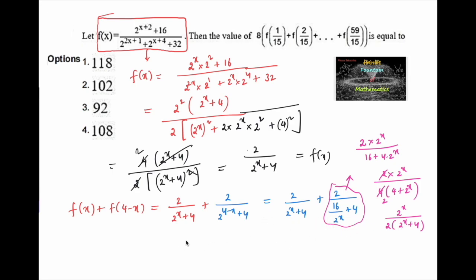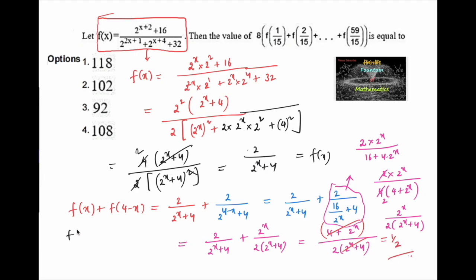So let us add both. We get 2 divided by 2 power x plus 4, plus 2 power x divided by 2 times (2 power x plus 4). Taking the LCM, 2 times (2 power x plus 4), the numerator becomes 2 times 2, that is 4, plus 2 power x. So the numerator and denominator, 4 plus 2 power x and 2 power x plus 4, get cancelled. So the answer is 1 by 2. So we can conclude that f of x plus f of 4 minus x is equal to 1 by 2.